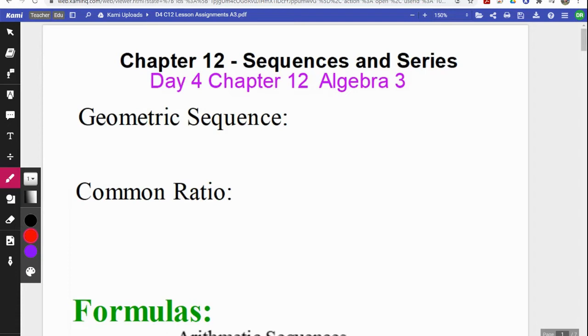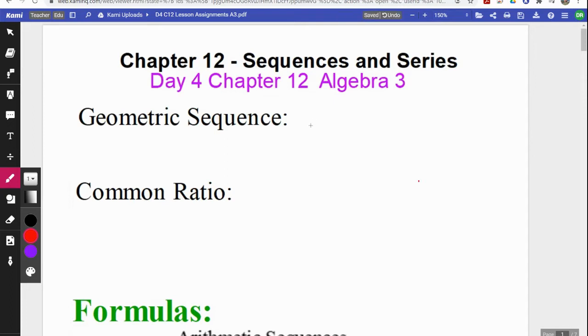Geometric sequence is when the rule that the sequence follows is a multiplication rule. And then a common ratio is what that multiplication is. So whatever number is being used to multiply each term to get to the next term to follow that pattern, that is what it is.